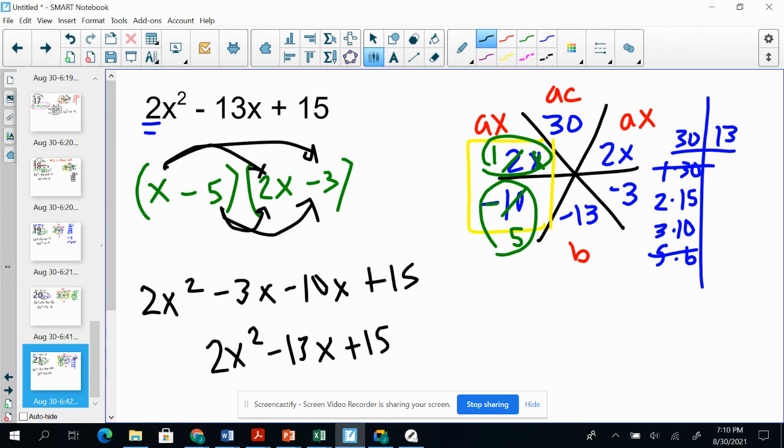So that's big star. That's my favorite way to factor when A is not 1 and when there's not a GCF. Because remember, you're always supposed to check for a GCF first.